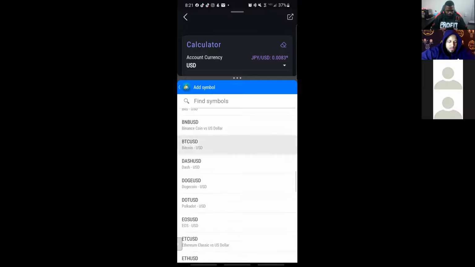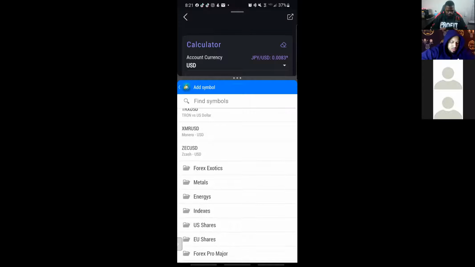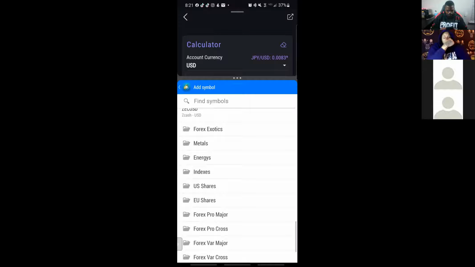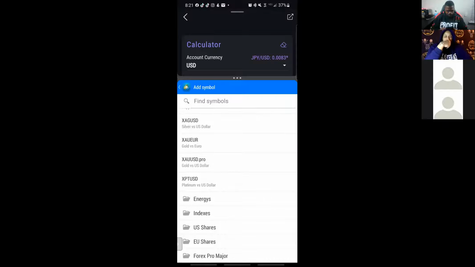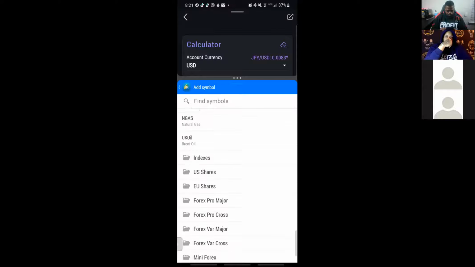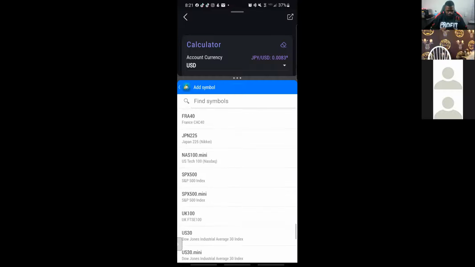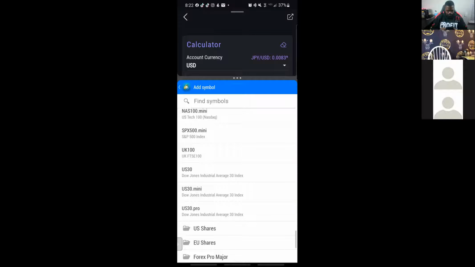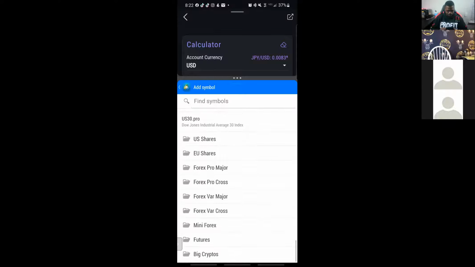As far as the cryptos, I only send out trades on Bitcoin, Ethereum, Ripple, and Stellar Lumens. Of course, we trade gold, US oil, NASDAQ 100, S&P 500, and US 30.